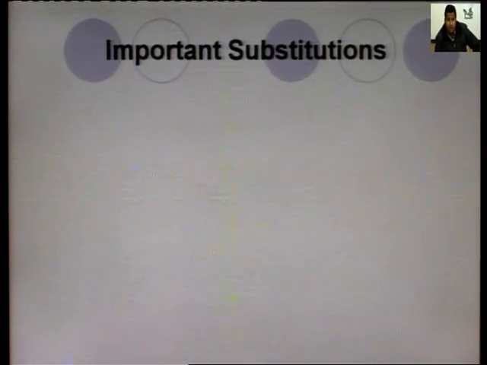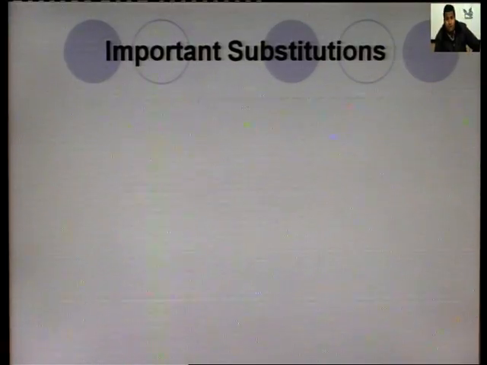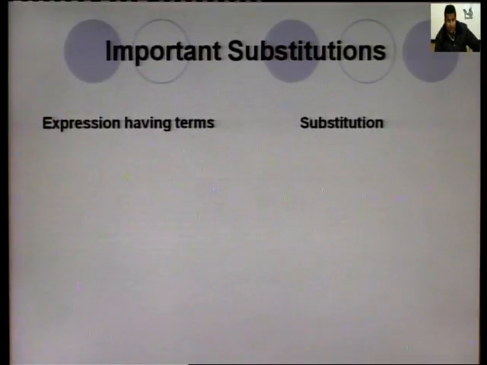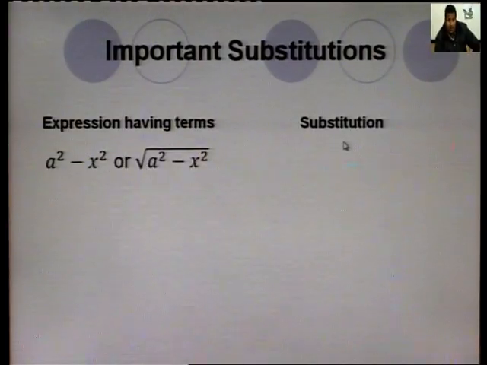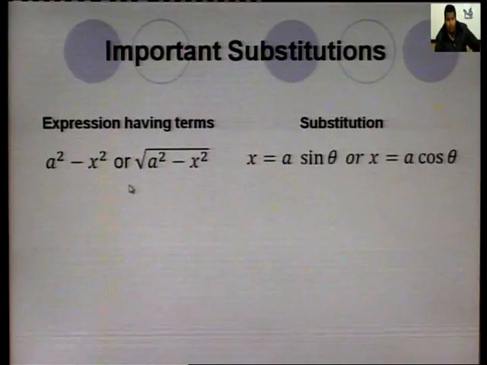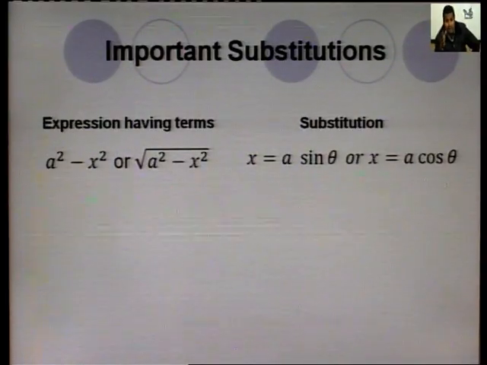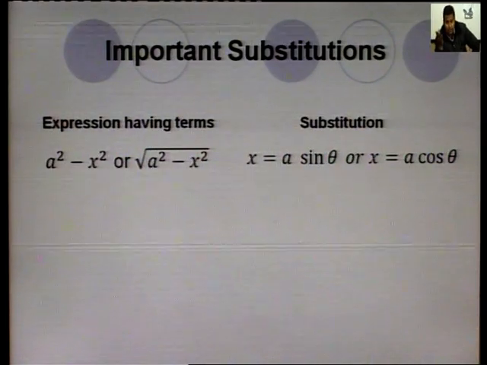Now here comes the part for today's lecture, that is, important substitutions to find the derivative of inverse functions. First, if the expression has the term a square minus x square or under root of a square minus x square, then the substitution will be of type x equal to a sin theta or x equal to a cos theta.